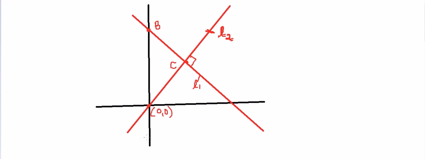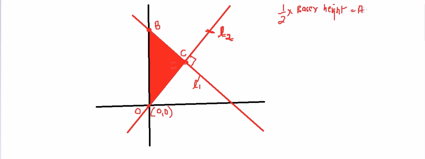Now part B says find the area of the triangle OBC. Okay, so this origin is O and B is right here and C is here, which means we are talking about this triangle. So we know that we can apply half times base times height, that is the formula to calculate area of a triangle. If I get to know about this height and the length of this base, I can clearly calculate the area of this triangle.